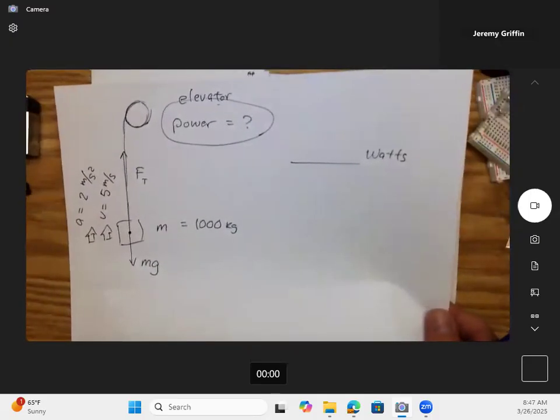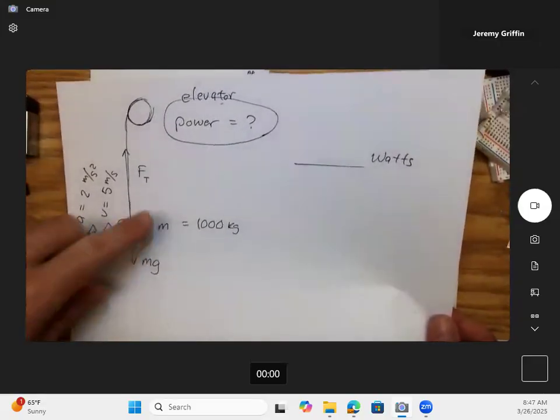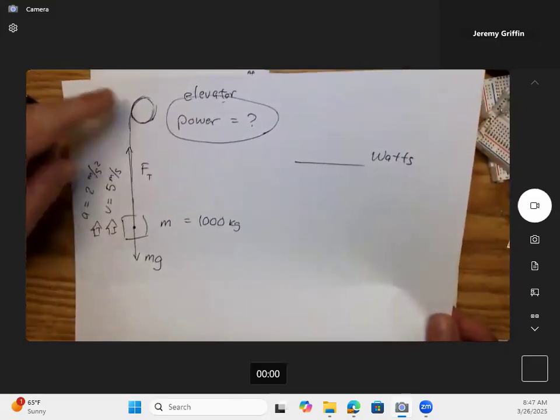This is the last thing you guys saw yesterday. There's an elevator being pulled up. This acceleration, this velocity, this mass of the elevator. So what's the power?